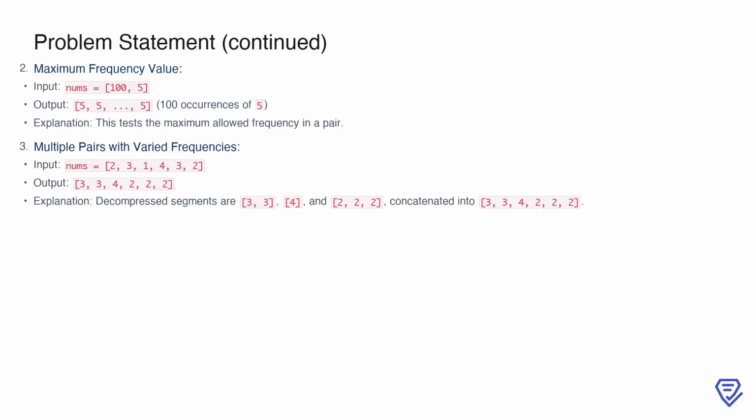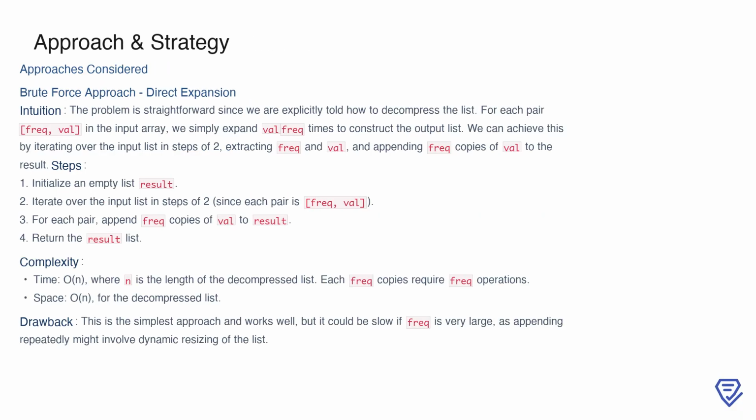This example illustrates how the decompressed list is constructed by processing each pair in sequence and combining their results. By handling each pair independently, we can easily build the final array step by step. To solve this problem, one natural approach is the brute force method, which we can think of as a direct expansion of the input. The key insight is that the problem explicitly tells us how to decompress the list.